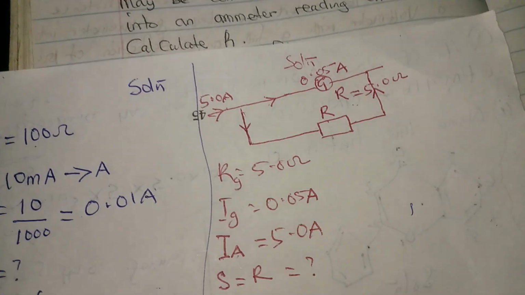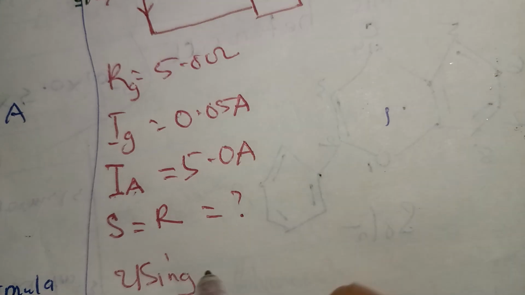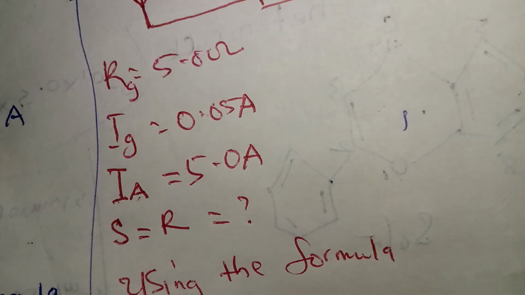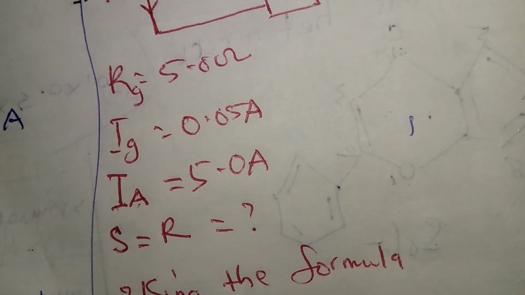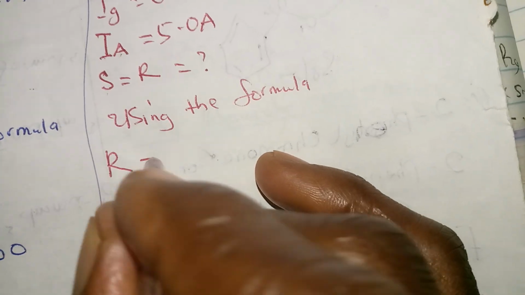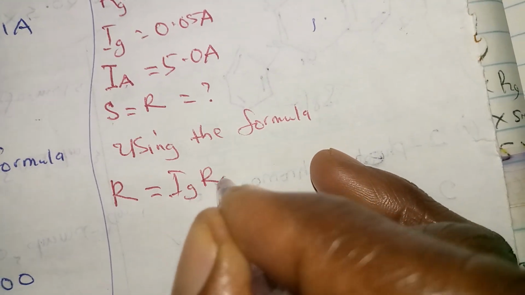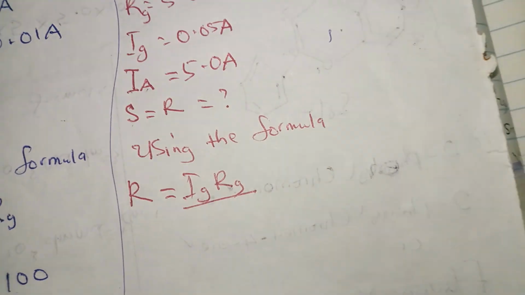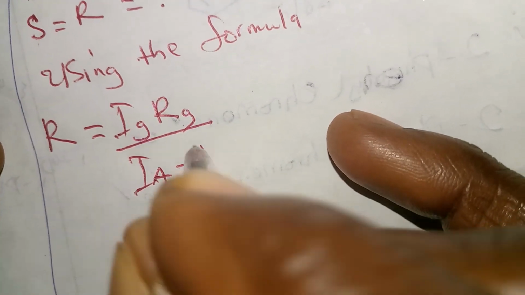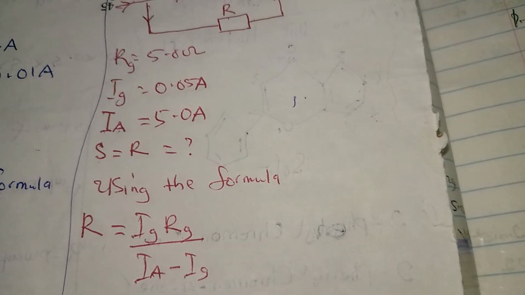So using the formula, R, which is the same thing as shunt, is equal to RG divided by IA minus IG. This is the formula to solve shunt.